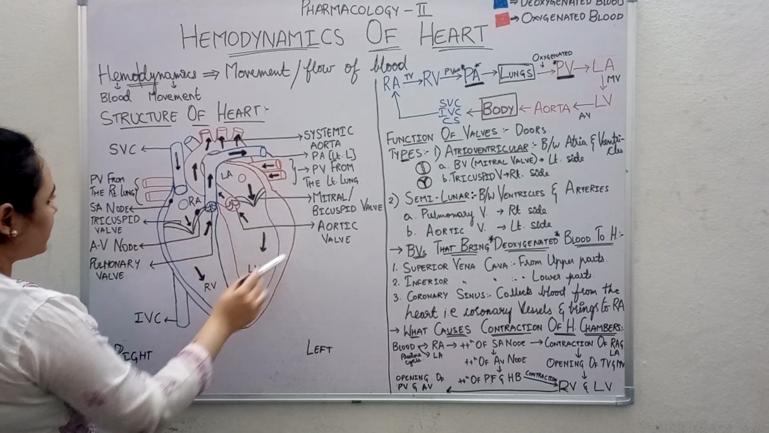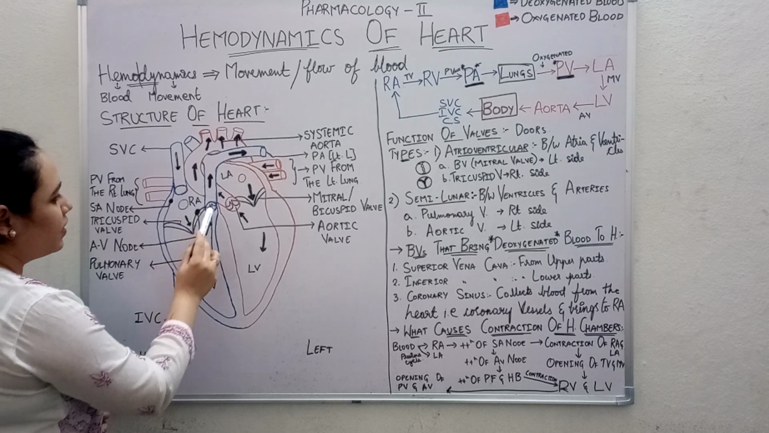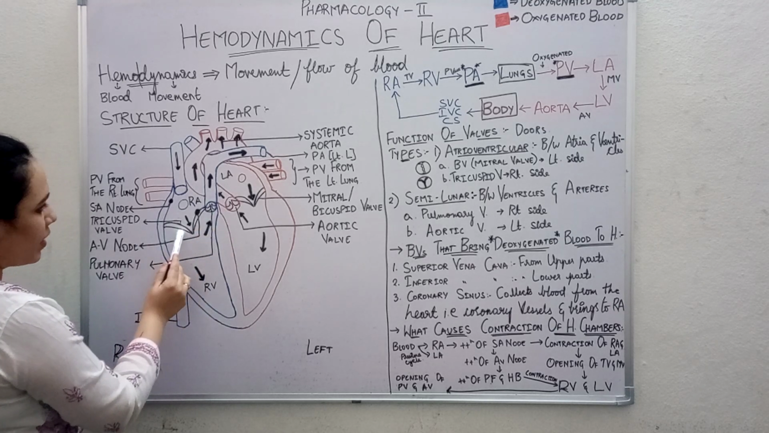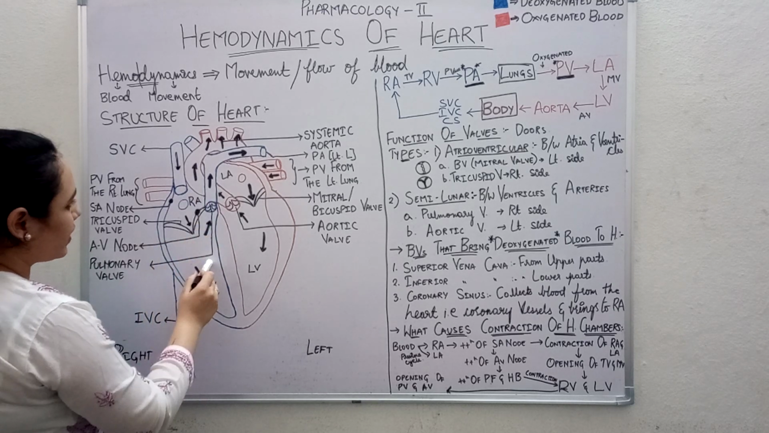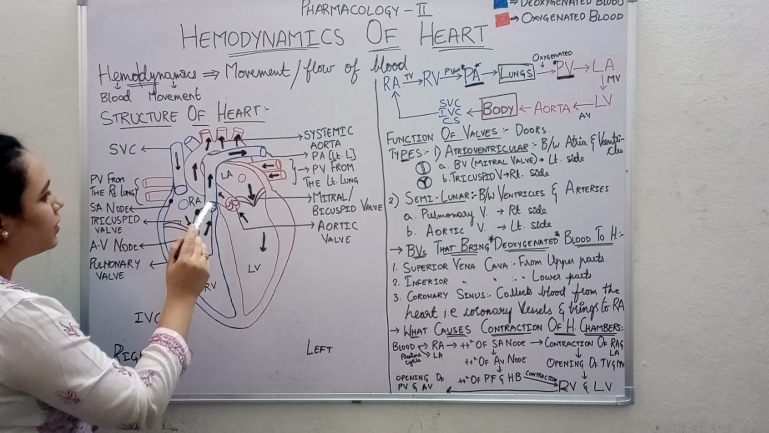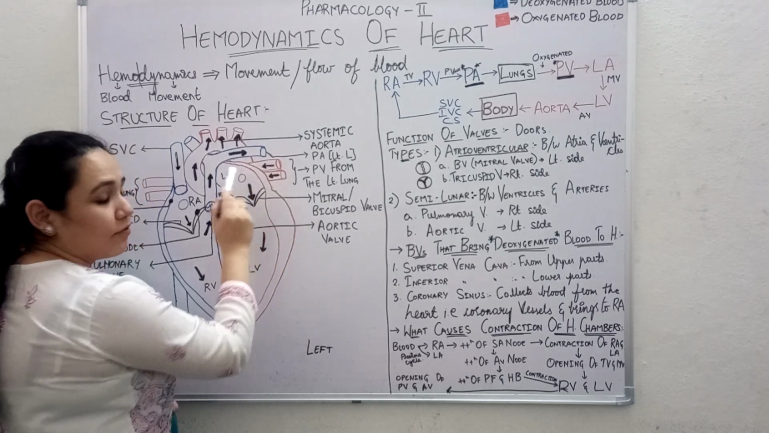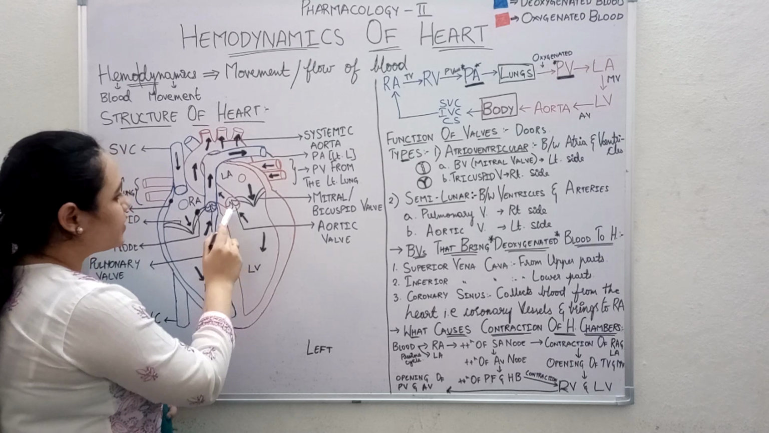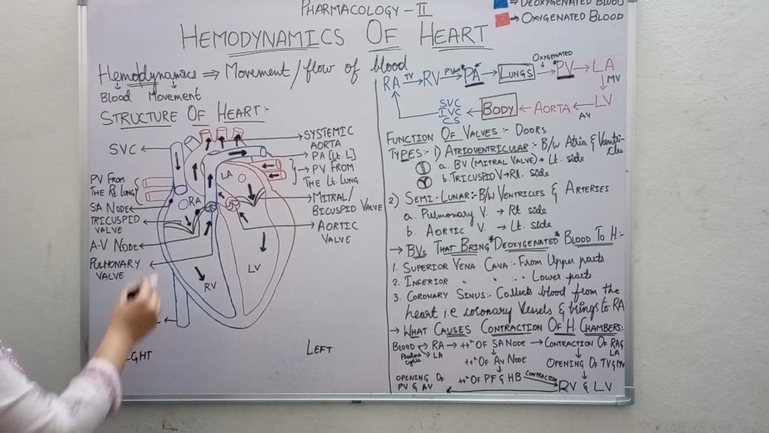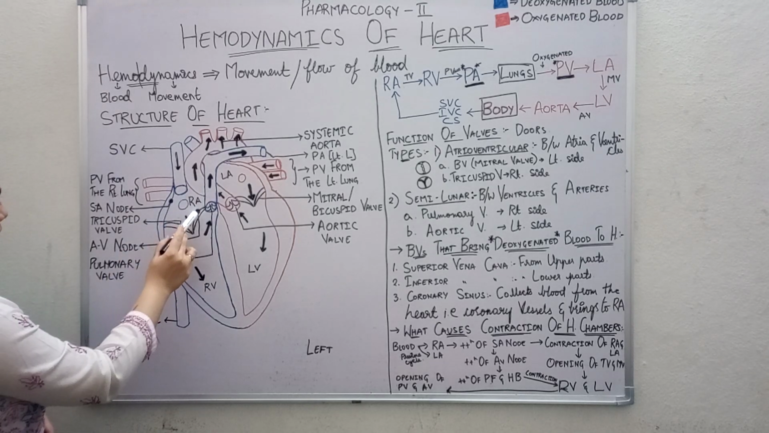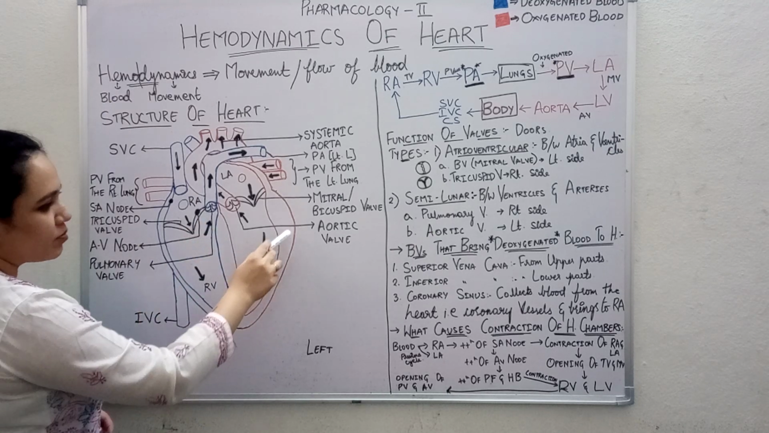After seeing the structure of the heart, we also see certain structures present in the heart called valves. There is a tricuspid valve between the right atrium and right ventricle, and a pulmonary valve between the right ventricle and pulmonary artery. There is a bicuspid or mitral valve between the left atrium and left ventricle, and an aortic valve between the left ventricle and the aorta. Apart from these, we also see the SA node and AV node, and Purkinje fibers and bundle of His are also present in these parts of the heart.